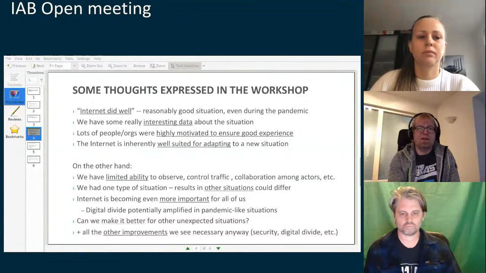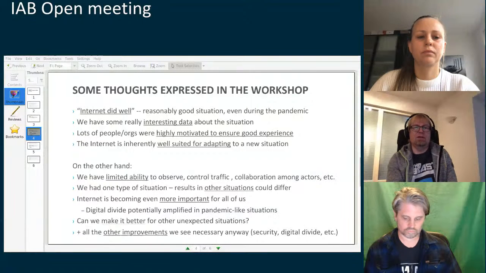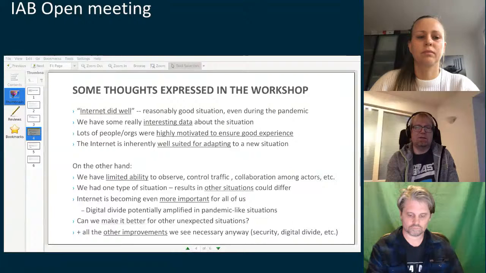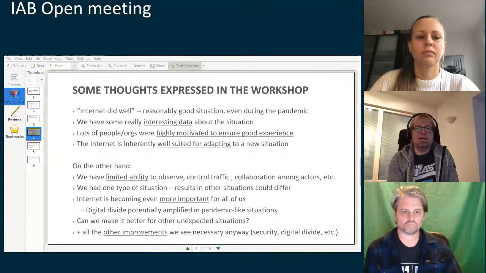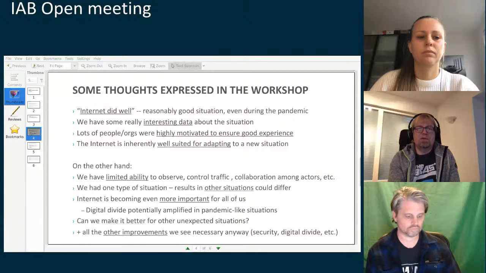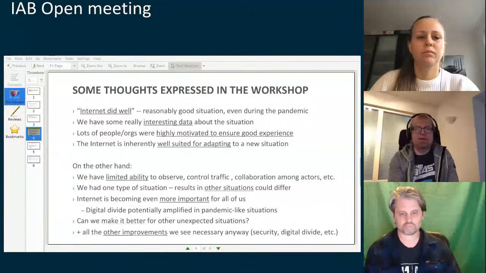But of course, there are also some issues. So one is that we actually have somewhat limited ability to observe what's actually going on. We also have limited ability to control things, like even if I as a user would like to do something for my traffic, I can't necessarily always make that happen. We may not always be able to collaborate among parties whose collaboration would be beneficial, but there's just no way, technically or business-wise. We should also remember that we had one situation. What if we had something else, like a catastrophe or natural catastrophe somewhere that would take some networks down and so on? How would we have fared in that case?